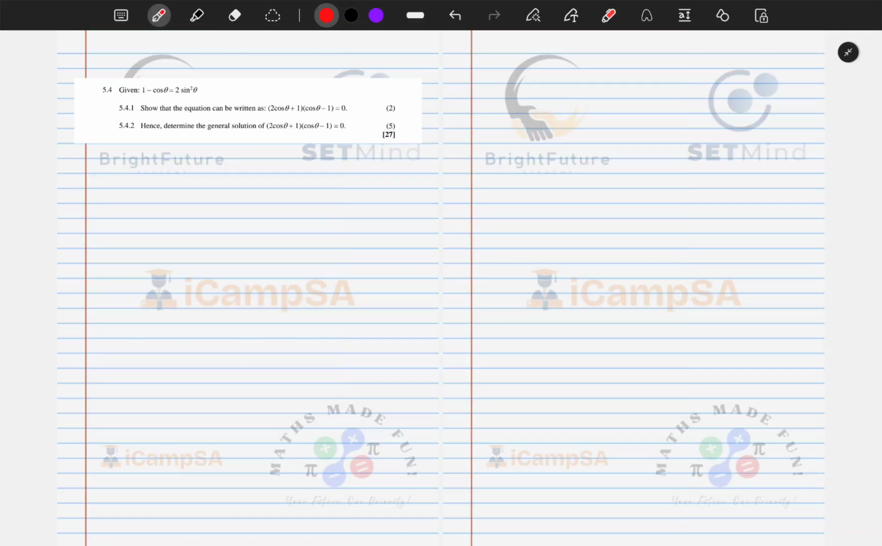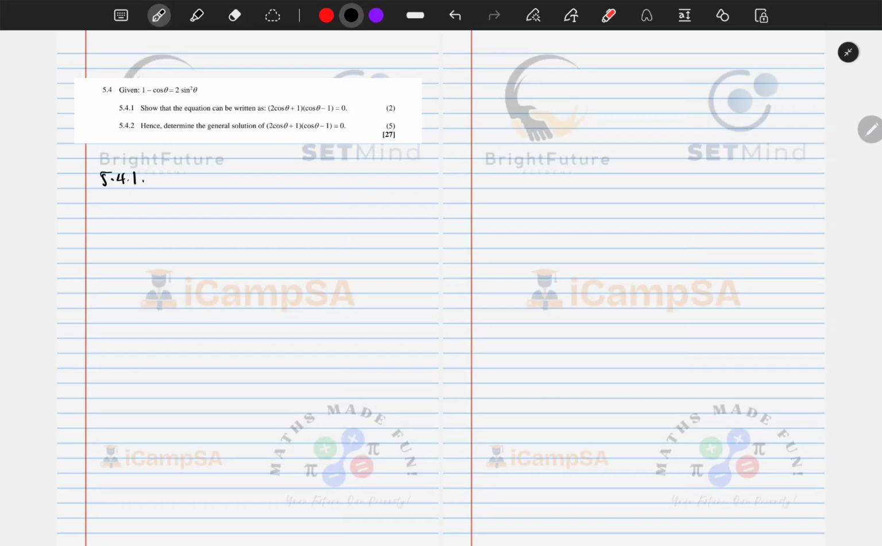So the question says that given 1 minus cos theta is equals to 2 sine squared theta, show that the equation can be written as 2 cos theta plus 1 into cos theta minus 1 equals to 0, right? So this is very simple. It's the same thing as a difference of 2 squares.